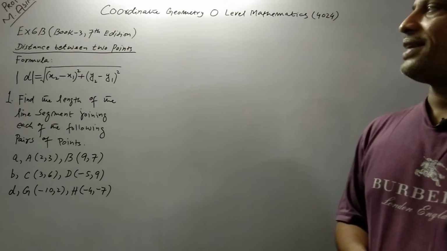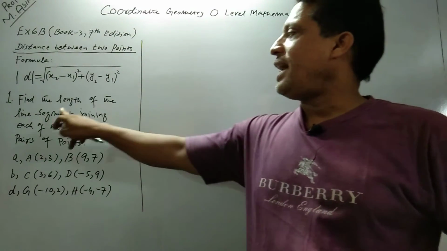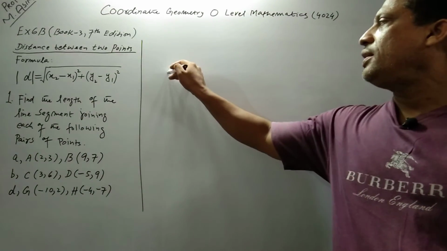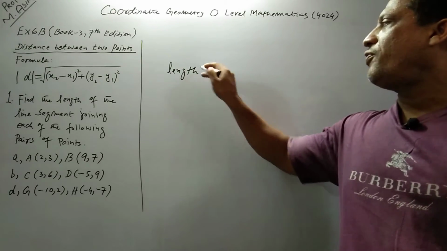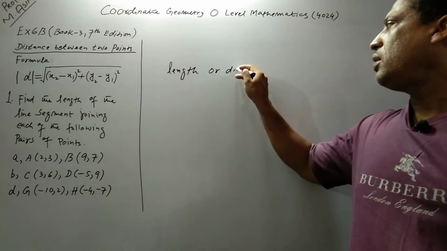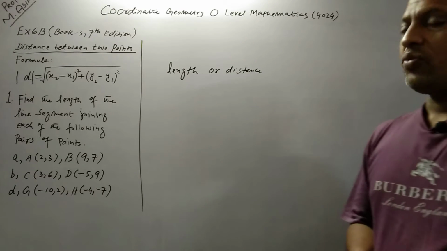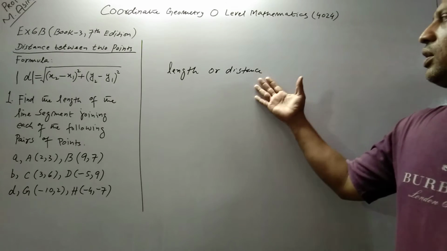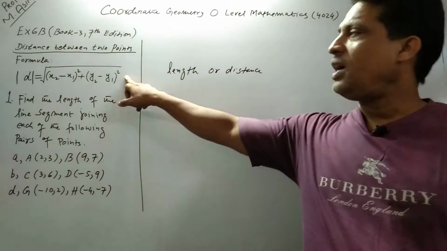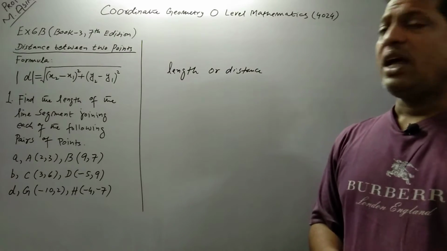See question number 1 of exercise 6B. Find the length of the line segment joining each of the following pairs of points. Students, there is no difference between the word length or distance. If you are asked for the length or asked for the distance, it means the same, and we apply the same formula: the square root of (x2 minus x1) whole square plus (y2 minus y1) whole square.